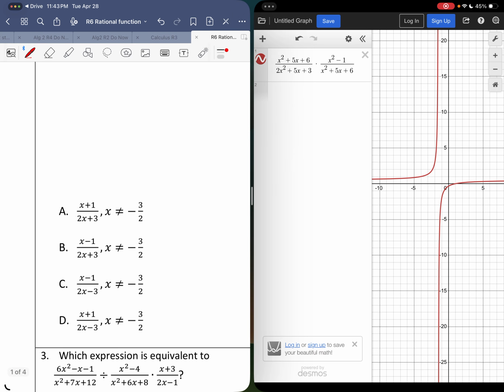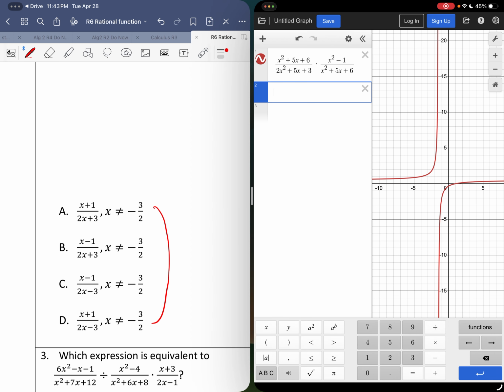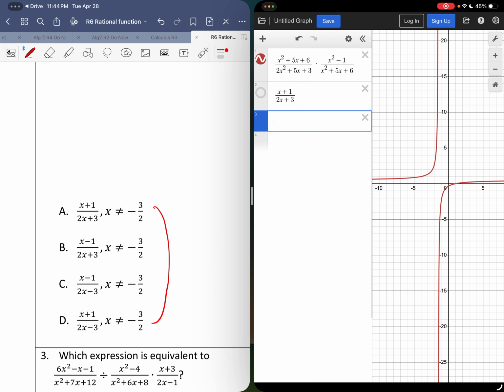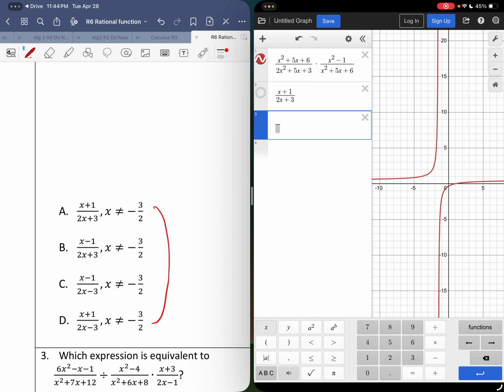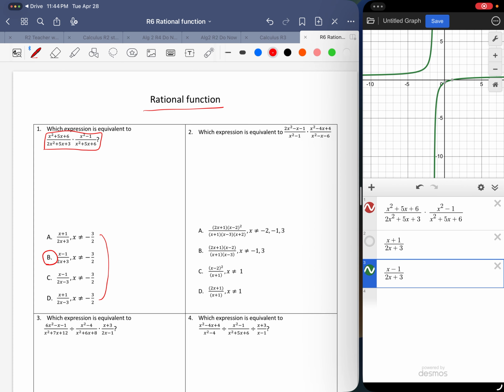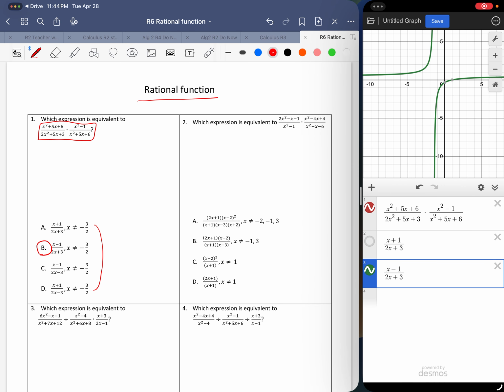The only thing that we have to do is put this one into decimals and see which one matches. So x plus 1 over 2x plus 3. Well, this one does not match. Second one is going to be x minus 1 over 2x plus 3. Oh, as you can see, do you see this one matches? So that's going to be the answer. So pause the video. Now try question number 2 by yourself.